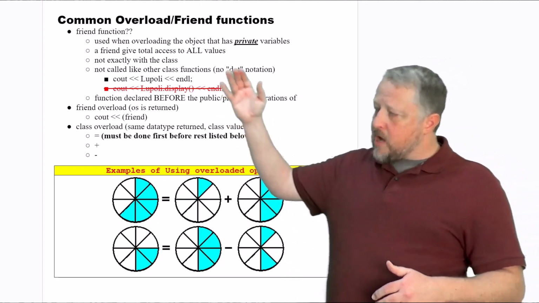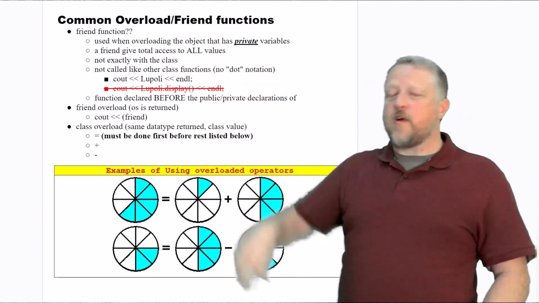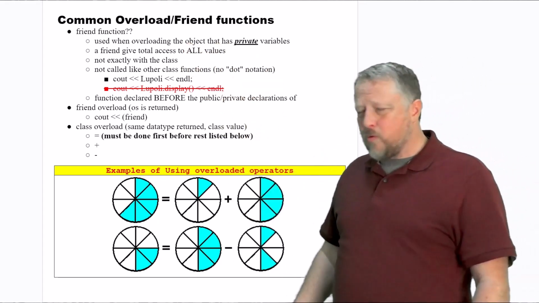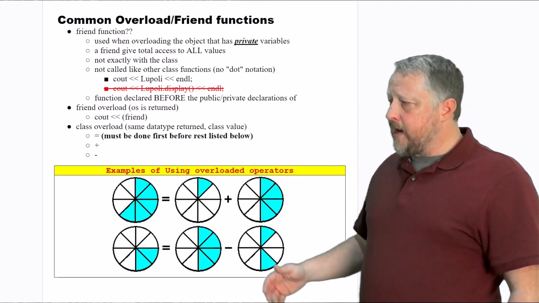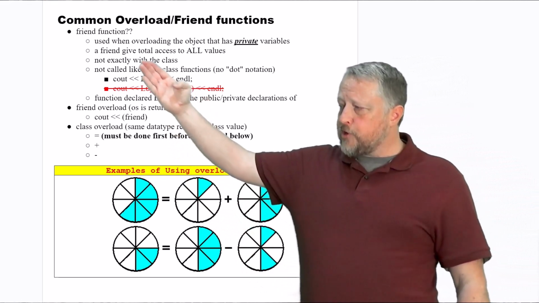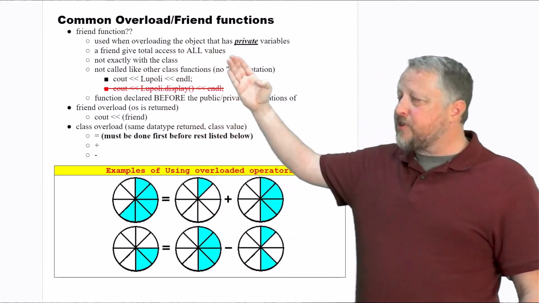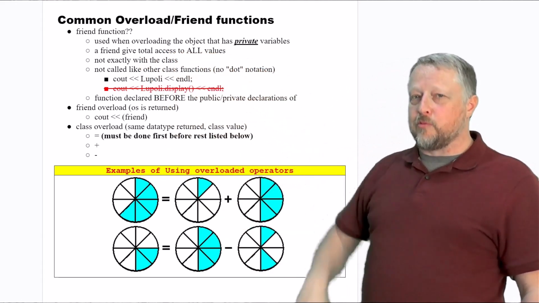We're going to have some common overload or friend functions. Now, what the heck is a friend function? And we'll dive into that a little bit more. But in a nutshell, a friend function is used when overloading the object that has private variables.